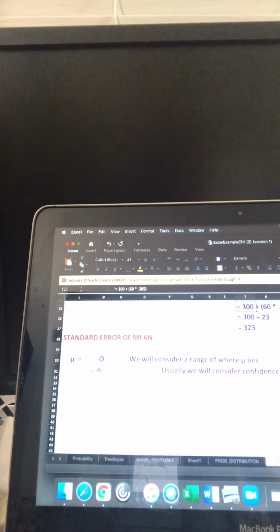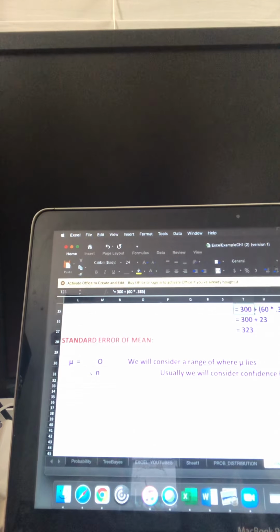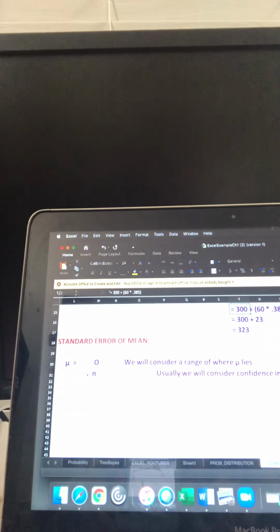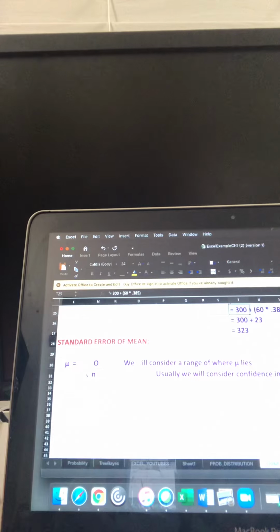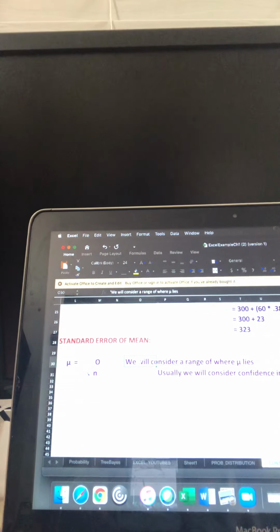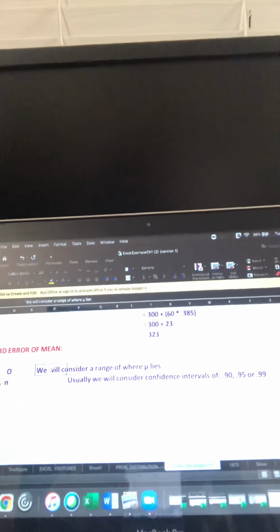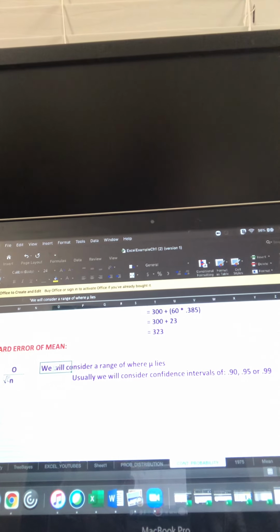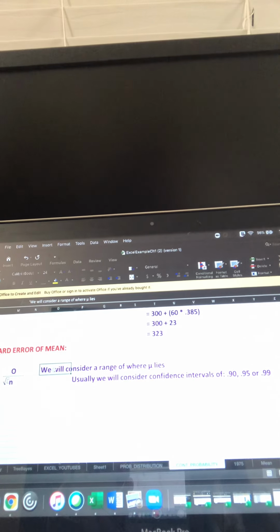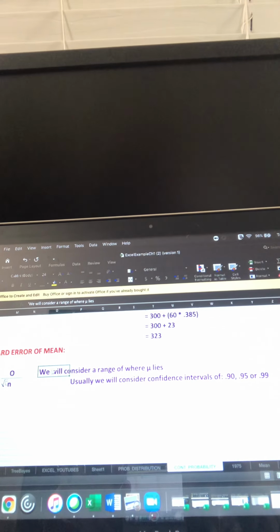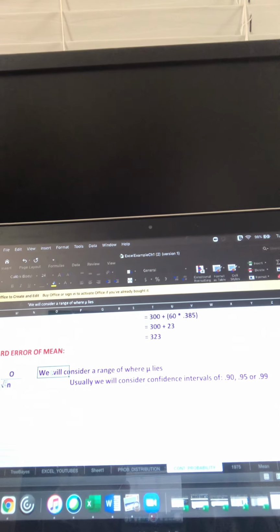Now the standard error of the mean, the formula for that is going to be sigma sub mu equals your sigma for standard deviation divided by the square root of n. And what you will need to consider here is a range where mu lies, usually with confidence levels of 0.90, 0.95, or 0.99. Again, there's a good YouTube video on standard error in Excel by Vivo that you might want to check out before you go on and do more exercises on the standard error of the mean.